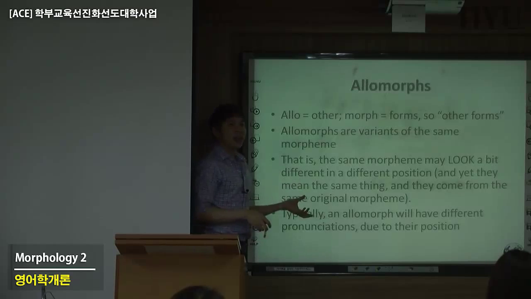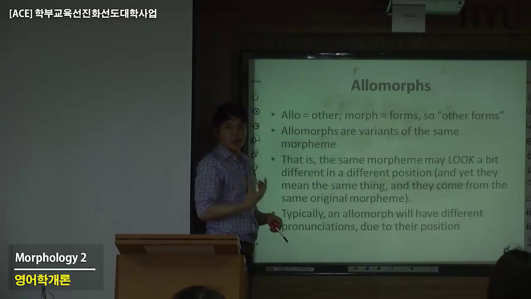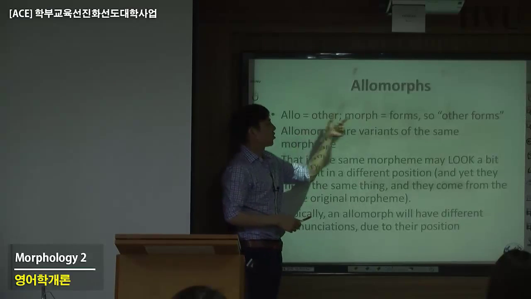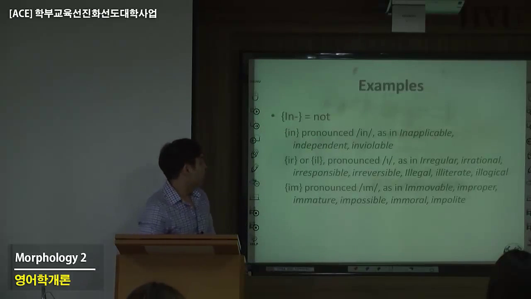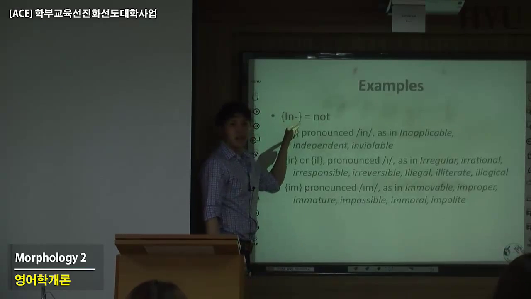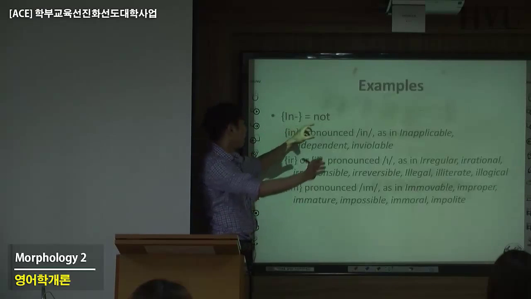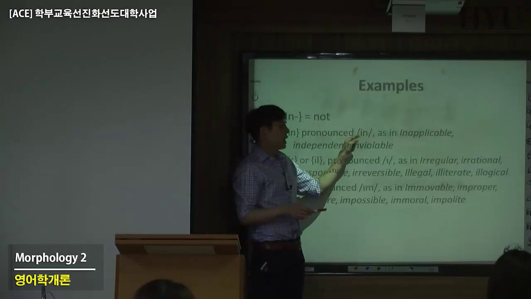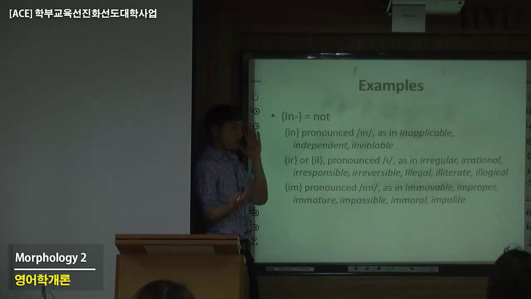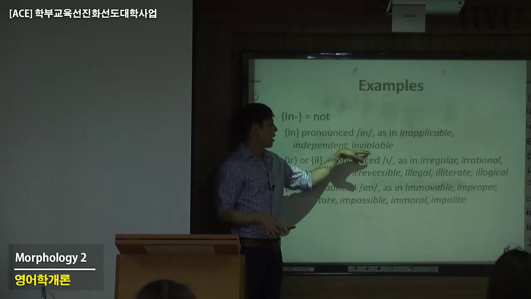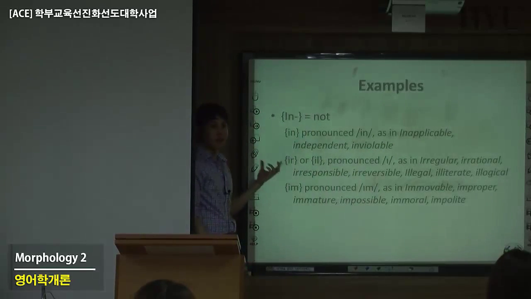And depending on their position in a word, they may sound different. They may have different pronunciations, okay? Because they are other forms, right? Allo is other. For example, the morpheme in, which means not. We are talking about the morpheme in, which means not, okay? In is pronounced in, as in inapplicable, not being able to apply to something, right? Independent, inviolable, like that. So in all these places, we have that morpheme, which means not.